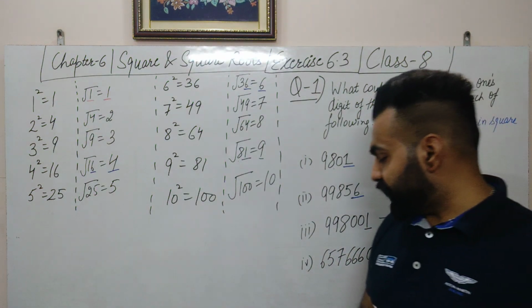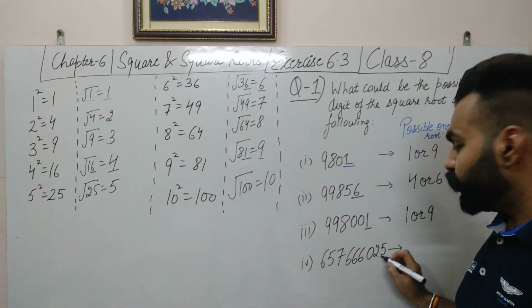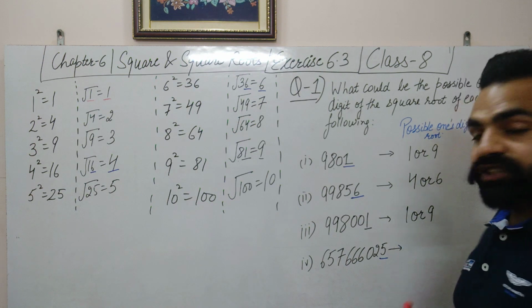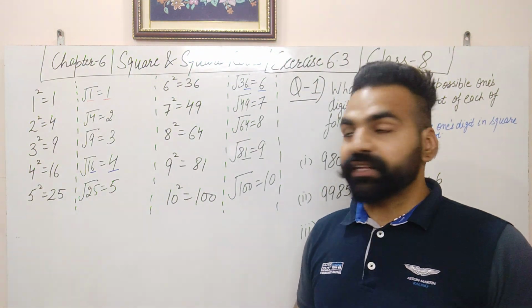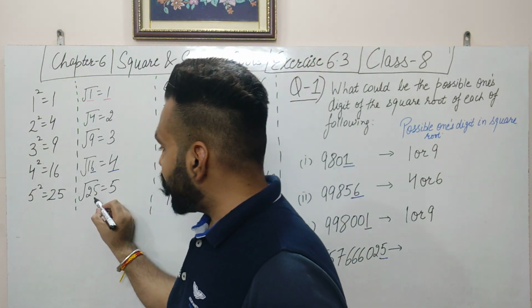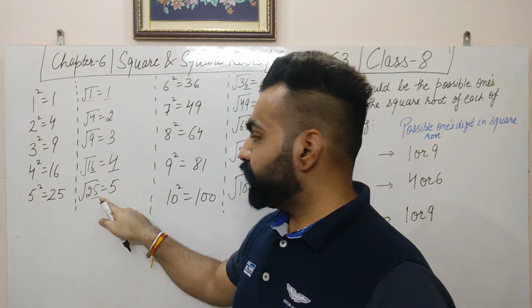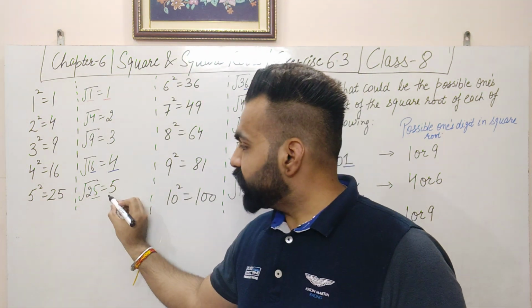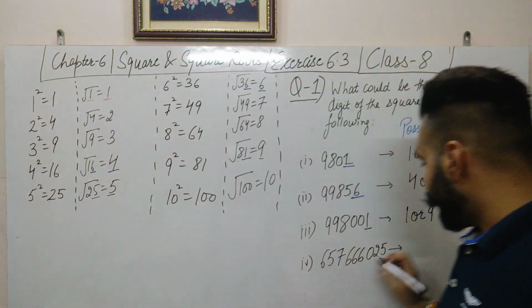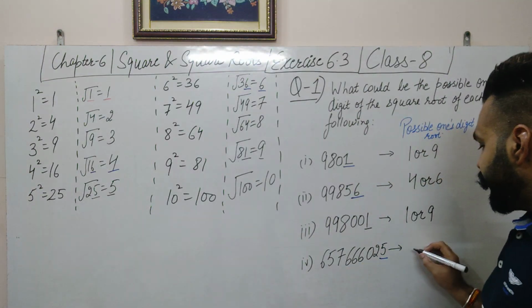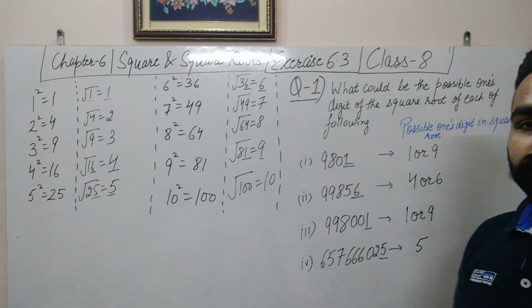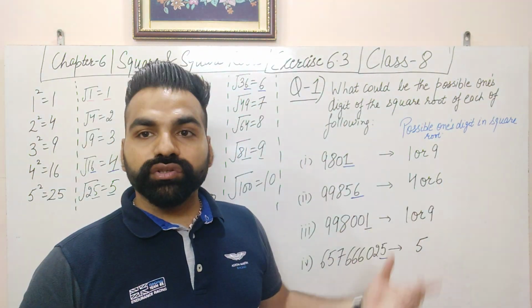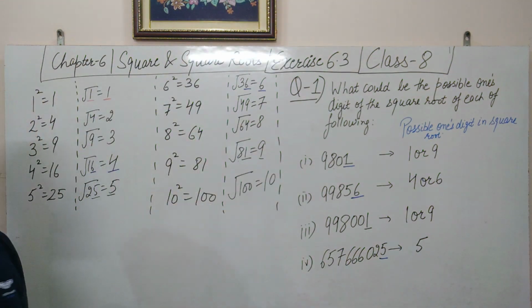Last is 657660025. Here the unit place is 5. So check, for unit place 5, what is the unit place of its square root. The example here is 25. In 25 the unit place is 5 and in the square root, 5, the unit place is also 5. So here there is only one possible case, that is 5. In this way we can find the unit place of the square roots of any number. So this was the first question.